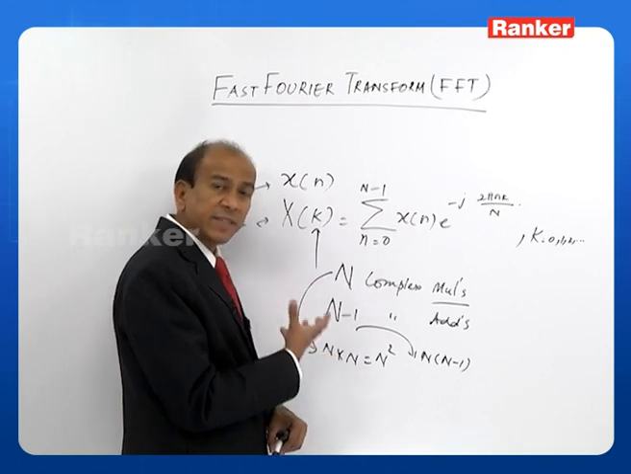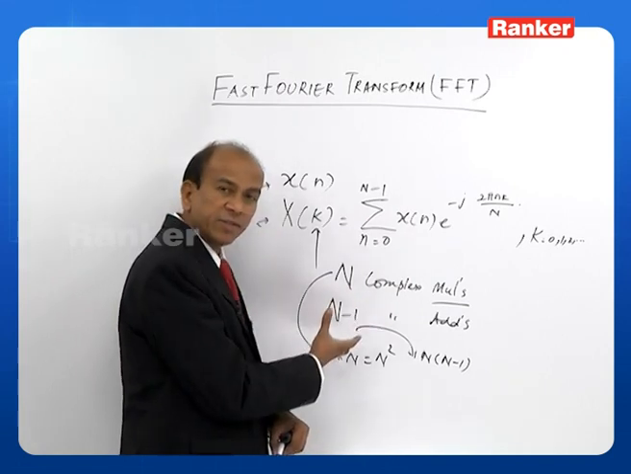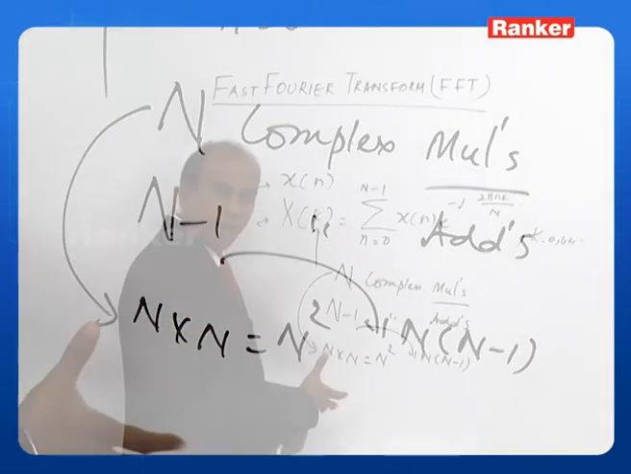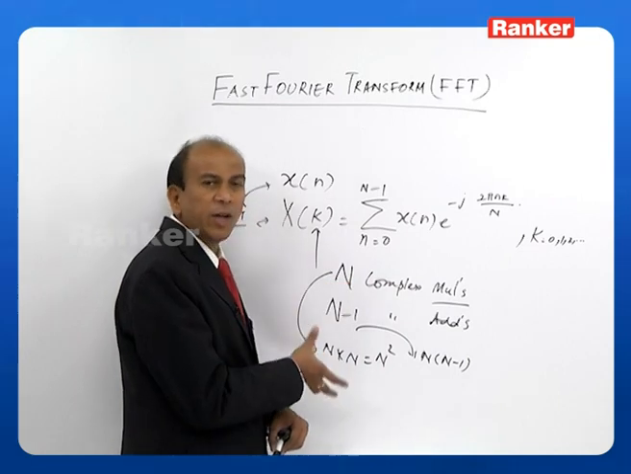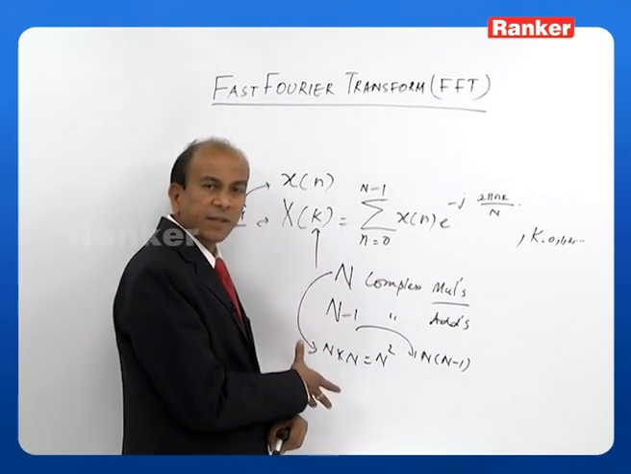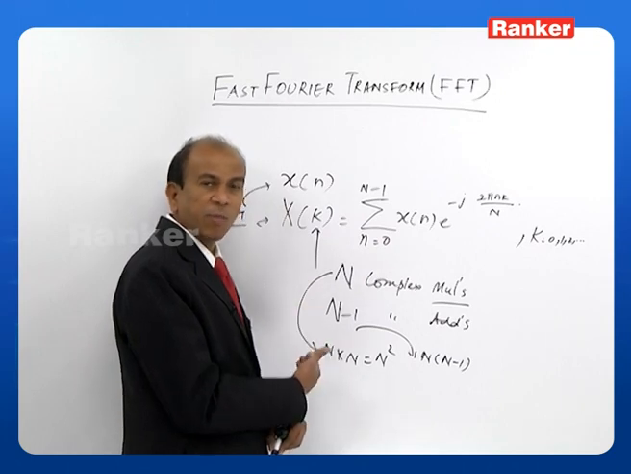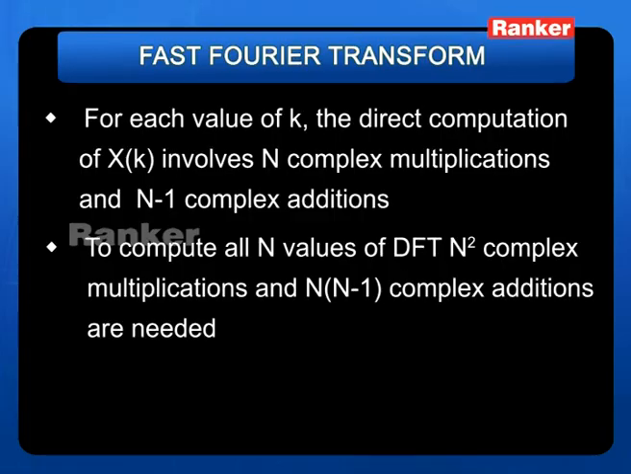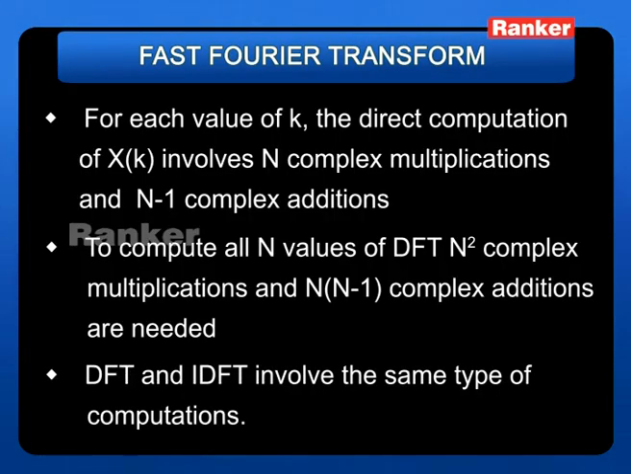Now, let us look at some ways and means where I can reduce the number of additions, which are N into N minus 1, and the complex multiplications, which are N square. Now, we have to reduce this. So how do I reduce this? For that we have to identify some algorithms, a sequence, some properties of the DFT which help us in the calculation of FFT. All the calculations we are doing for DFT are equally applicable to IDFT also. So the inverse discrete Fourier transform also involves so many complex multiplications and complex additions.